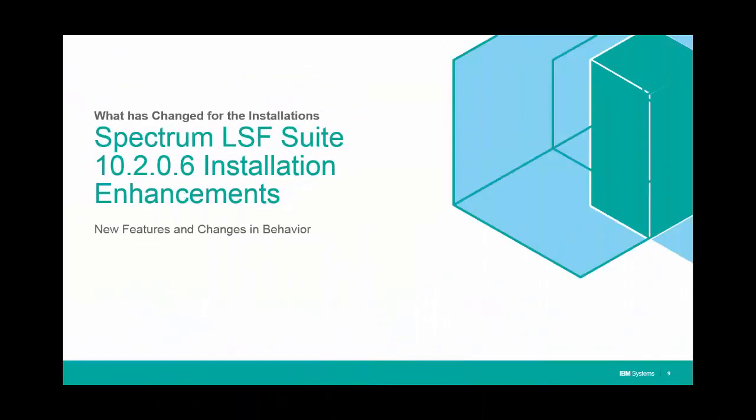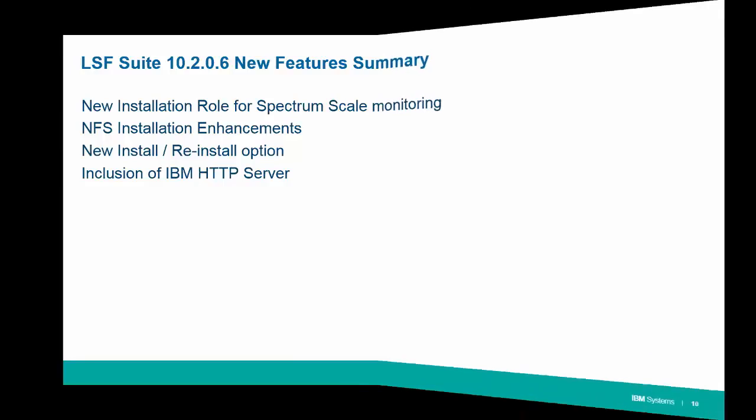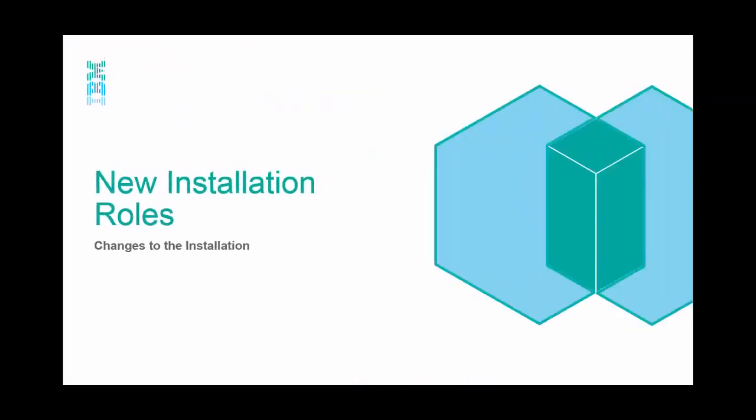Alright, let's get right into it and look at what installation enhancements we have in 10.2.0.6. We've added a new role, and this role is for monitoring Spectrum Scale. We've changed the NFS installation and enhanced that a bit. We've added some new install and reinstall options, and we've also included the IBM HTTP server as part of the installation bin file. So let's go into a little bit more detail. We've added a new role to the installation.